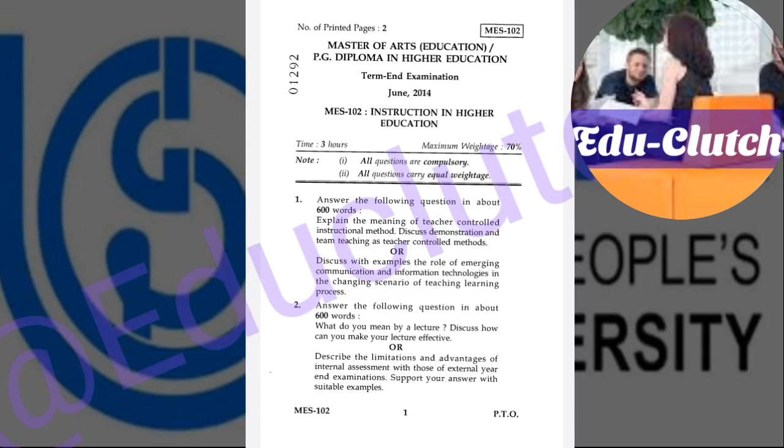Second question is, what do you mean by a lecture? Discuss how you can make your lecture effective. Or describe the limitations and advantages of internal assessment with those of external year-end examinations. Support your answer with suitable examples.